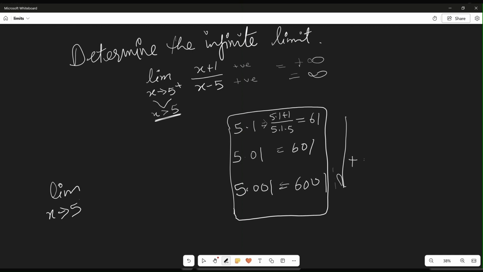And this entails the limit for this function for numbers greater than 5 for x plus 1 over x minus 5 is equal to infinity.